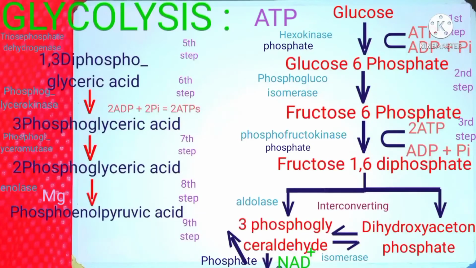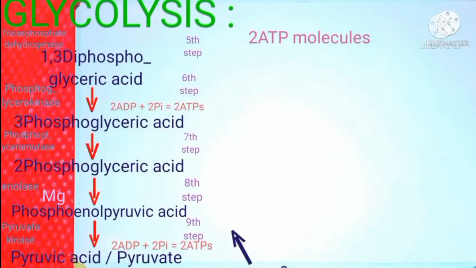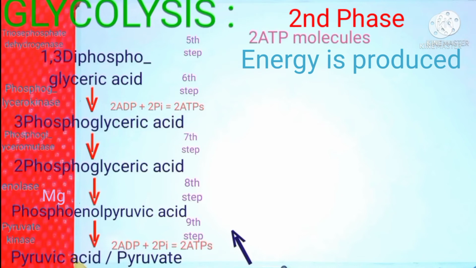During the ninth step, ultimately, phosphoenol pyruvic acid or phosphoenol pyruvate is converted into pyruvic acid or pyruvate in the presence of an enzyme, pyruvate kinase. This last step also generates two more ATP molecules. This all composes the second phase of glycolysis, and you can see energy is produced in the second phase of glycolysis. Let's first consider the net reaction of glycolysis, and then we will understand it briefly.